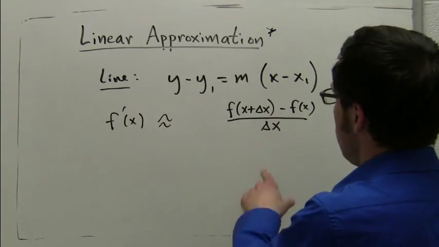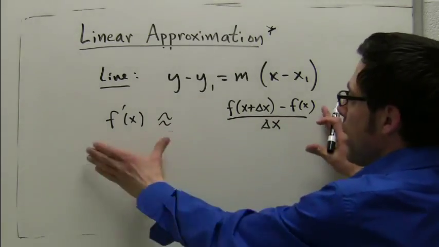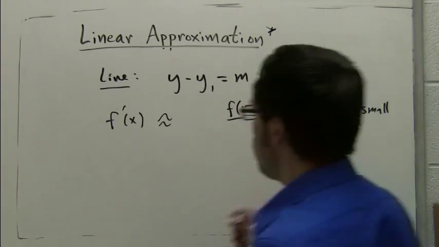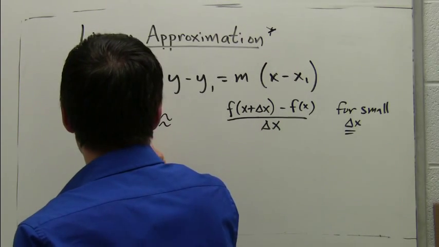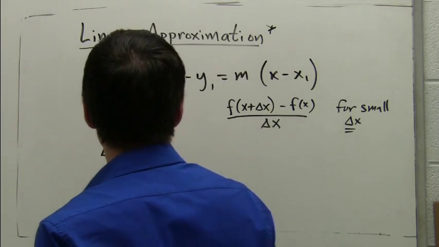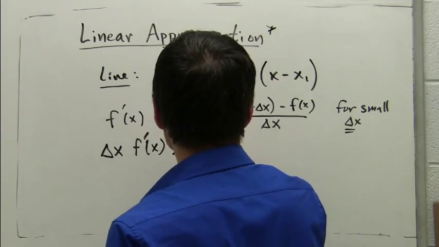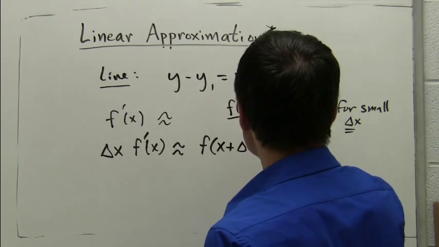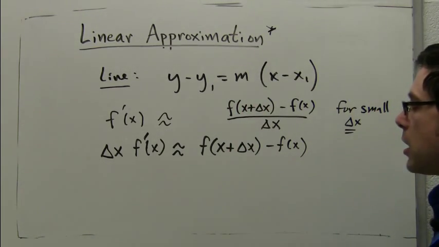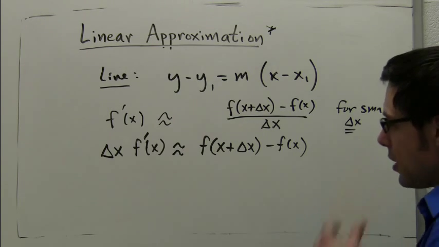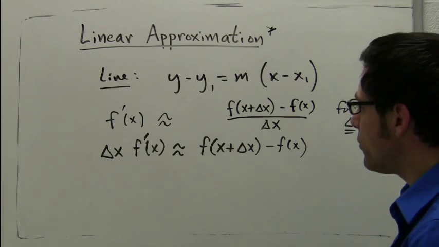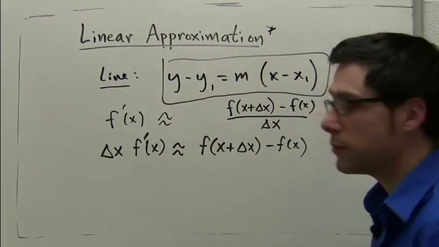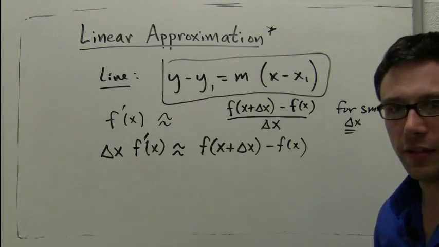Now I'm just going to rewrite this in a different way. All I'm going to do is multiply both sides of this equation by delta x. When I do that, I get delta x times f's derivative at x is approximately where the function's gone, so f of x plus delta x minus f at x. And what I really want now is some kind of line. This is what I'm after, and in fact, this is exactly it.